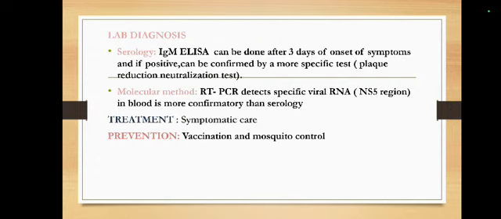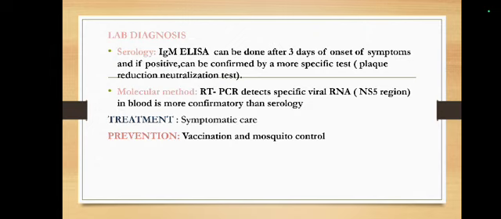So what is the lab diagnosis? There are two, serology or molecular method. In serology, first we see IgM ELISA. It can be done after 3 days of onset of symptoms. If the IgM ELISA is positive, it should be confirmed by a more specific test called plaque reduction neutralization test. Or otherwise, we can use a molecular method like RT-PCR, reverse transcriptase polymerase chain reaction. It detects specific viral RNA, that is NS5 region in blood, and it is more confirmatory than serology.